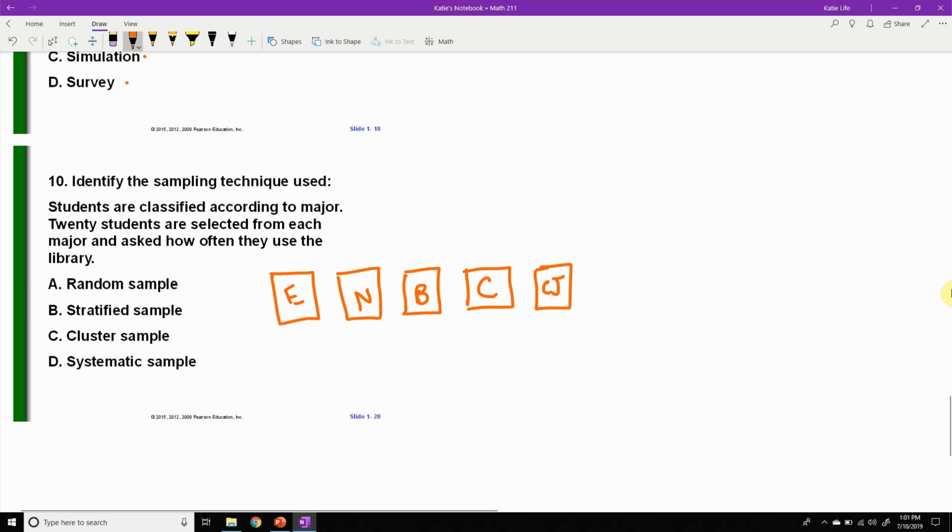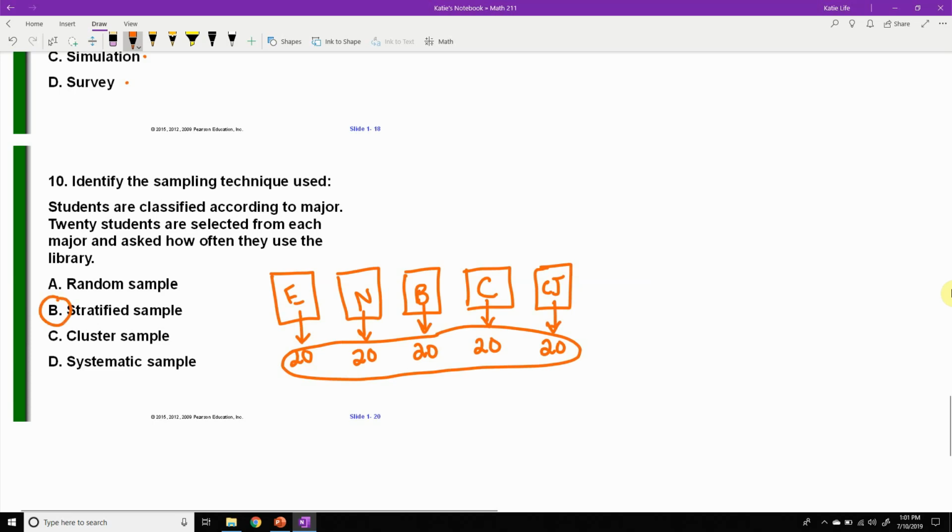Then from each of these groups, I randomly select 20 people. So 20 people are coming out of education. There are more than 20 people in education, but I'm randomly selecting 20 of them. Randomly selecting 20 from nursing. Randomly selecting 20 from business. 20 from communications. 20 from criminal justice. And these people all together become my sample. This is what we call stratified sampling.